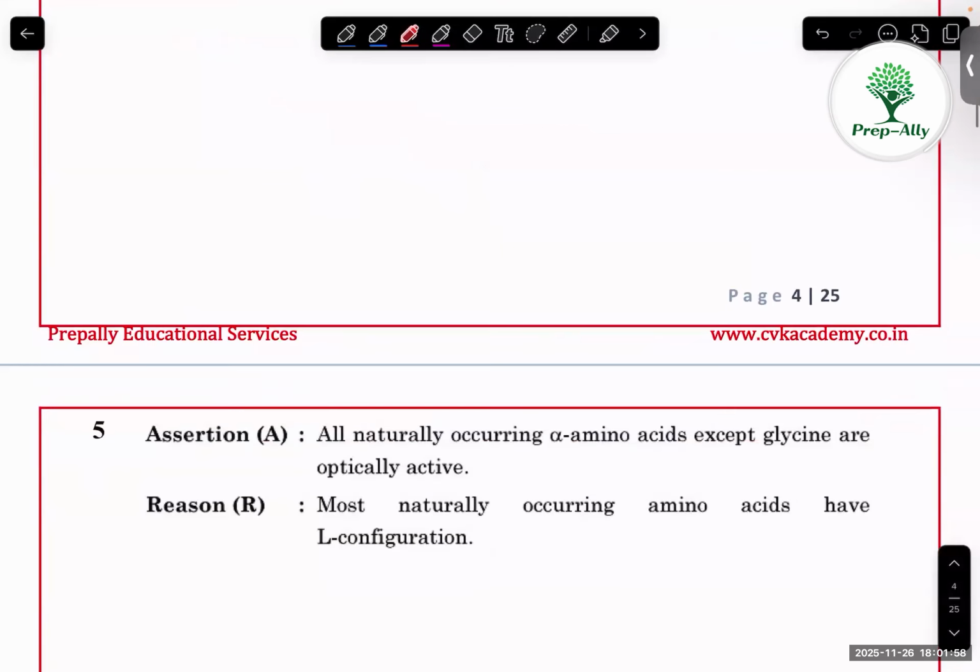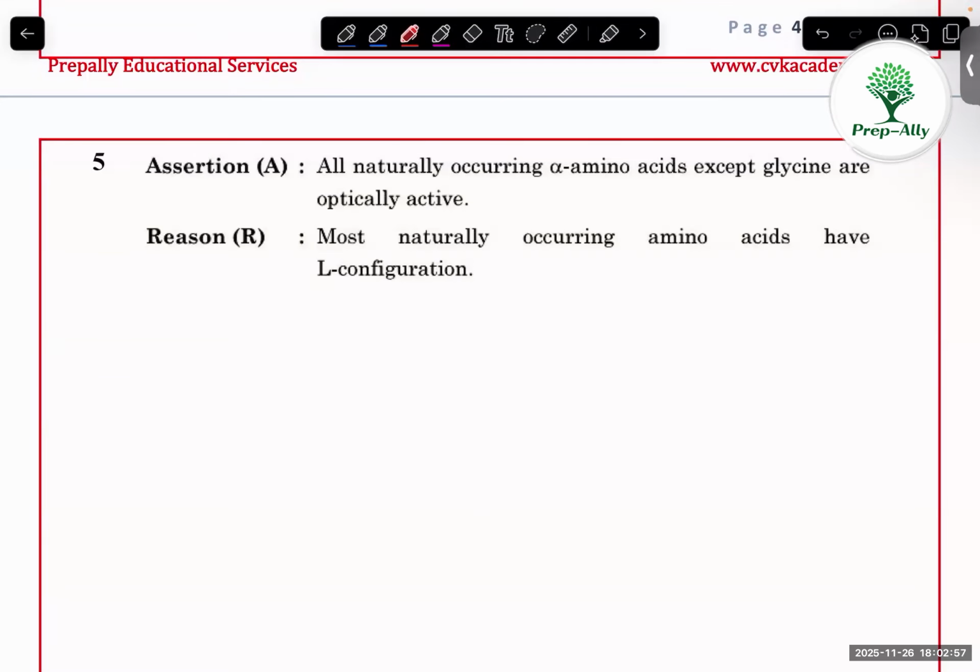Now for the next question, this is an assertion reason question. One thing most students do in assertion reason questions is directly jump into the answers. Before that, to solve any assertion reason question, the first thing you need to do is read the assertion properly. All naturally occurring alpha amino acids except glycine are optically active. Now, before the reason statement, just add the clause 'because'. Will this statement, 'because most naturally occurring amino acids have L configuration', satisfy whatever the assertion is saying or not? That is the question.